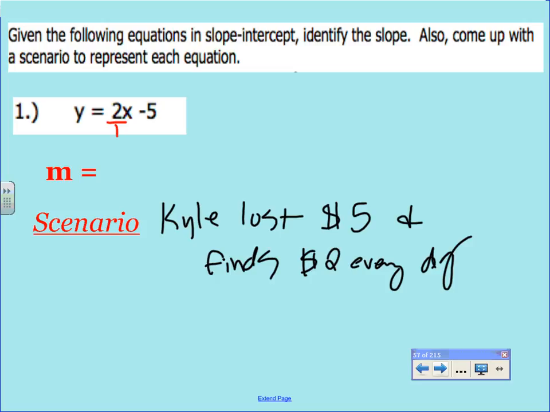Okay, what is M in this problem? But I need it with the words. So what is M, which is your slope, but give me the labels or words with it. Brian C?